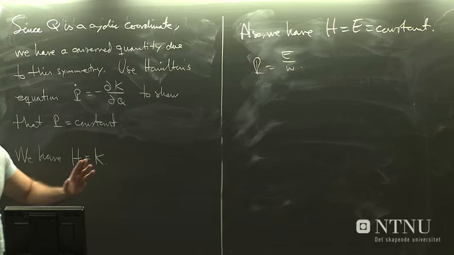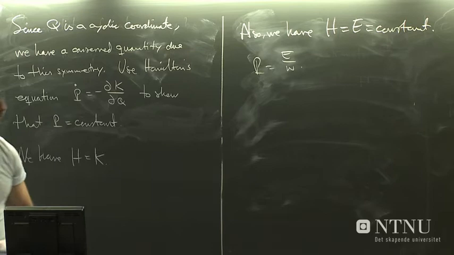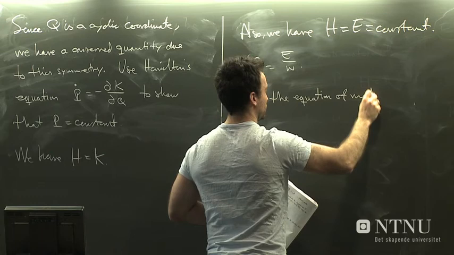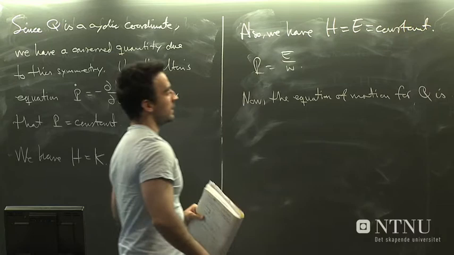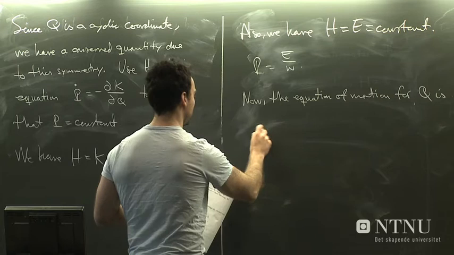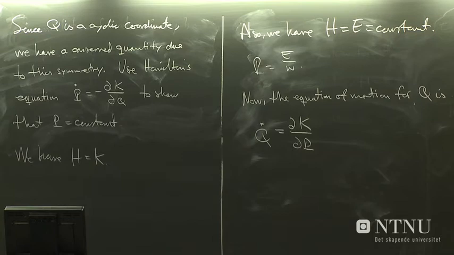So we've accomplished half of the goal. We have identified that large P is in fact a constant with time. So the next step is to find what is Q. And the equation of motion is Hamilton's equation, just like the equations of motion are Lagrange's equations if we use the Lagrangian. So we have this. And by inspection, this takes the simple form omega.